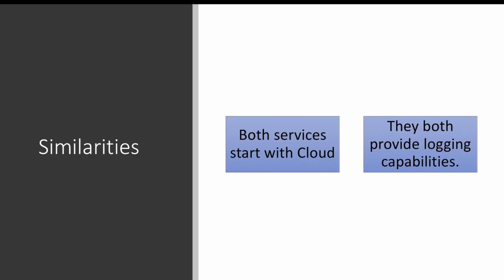But they also both provide logging capability, right? You can log with CloudWatch and you can log with CloudTrail. And I think this is where people are confused, because they both have logs. So which one is for what?